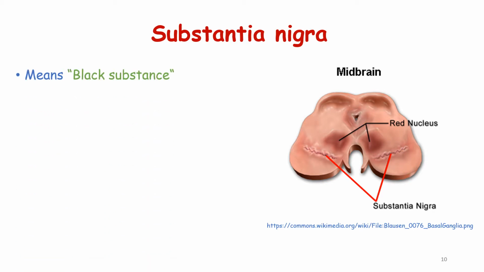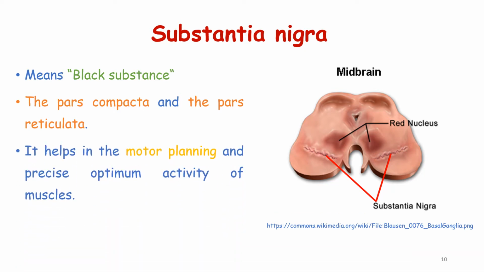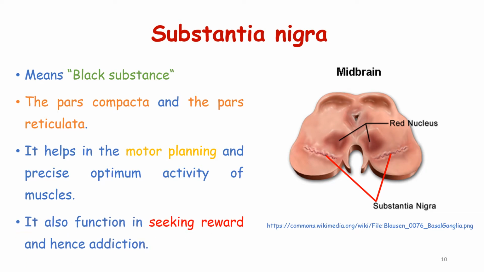Substantia nigra is Latin for black substance, reflecting the fact that parts of the substantia nigra appear darker than neighboring areas due to high levels of neuromelanin and dopaminergic neurons. It consists of two parts, the pars compacta and the pars reticulata. It helps in movement and reward. It helps in motor planning and precise optimum activity of muscles. It also functions in seeking reward and hence addiction.